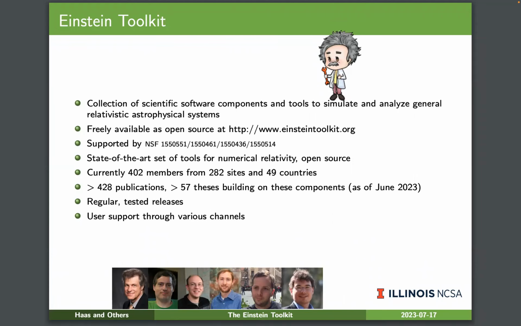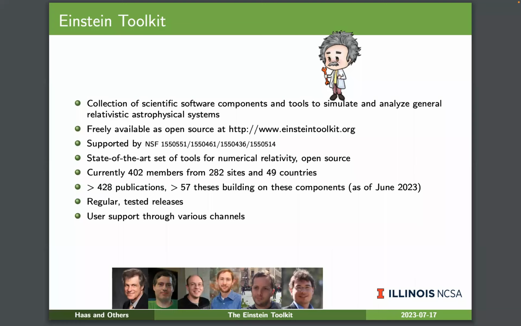There have been about 400 or so publications since its inception, and about 57 theses have been written building on these components. And the theses, these are the ones that we know of because somebody told us, I've used the Einstein Toolkit in my thesis. So there's probably more, but these are the ones we have proof of.